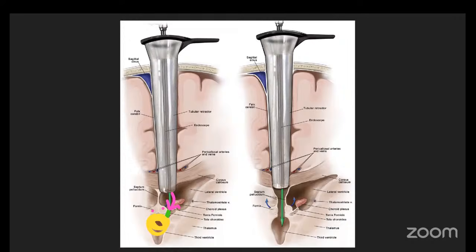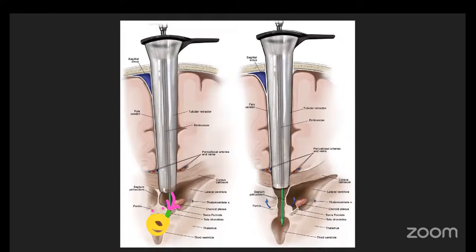Whereas when we talk about the interfornical approach, ideally, we should not be entering any ventricle. We would be doing a callosectomy. After the callosectomy, we are going to split the septum pellucidum and land directly into the third ventricle, the middle and the anterior portion, and we are going to create space between the fornices.